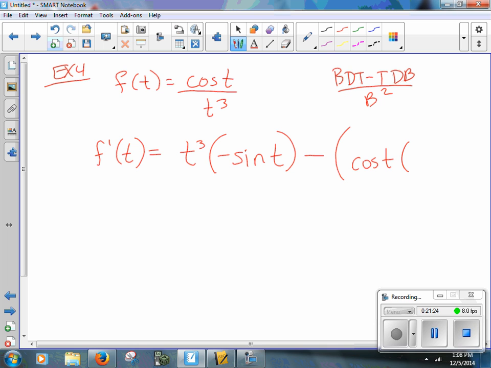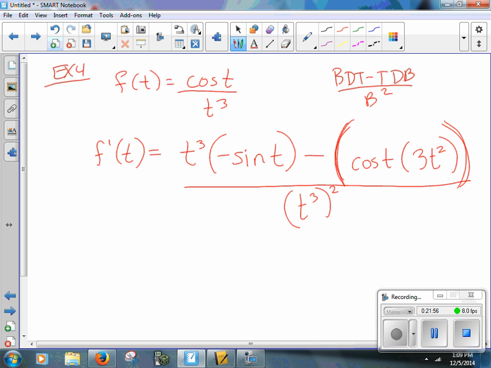And the derivative of the bottom, what's the derivative of the bottom? 3t squared, right? Close parentheses, just to show that they're being multiplied together. And then I'm doing these right here because I know I'm going to subtract the quantity. Okay? Over what? T squared. I mean, T cubed squared.